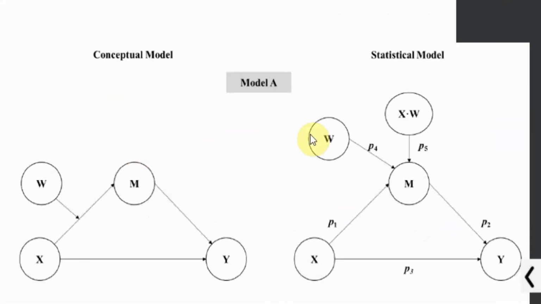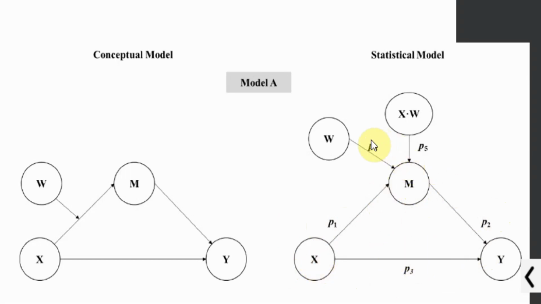Now this is your conceptual model, this is your statistical model, this is the relationship that is being moderated. And when you've got your statistical model, look at this, the interaction of X and W is referred to as path 5, P5. The impact of moderator on the endogenous variable in the relationship is P4, X to mediator, predictor to mediator P1, mediator to DV P2, and independent to dependent P3.